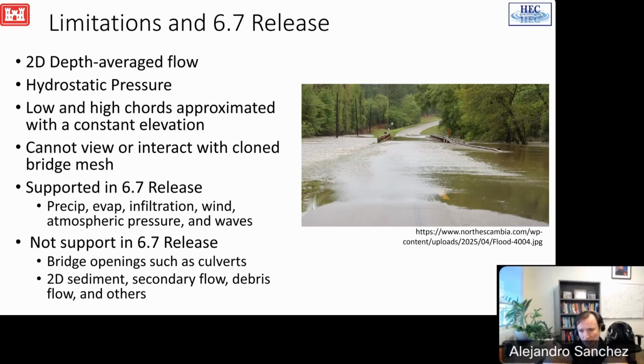Precip, for example, will just go through the bridge deck and will be applied under the deck. Is that a big deal? Not really, but we're going to improve that, right? But the things that we just don't have time and funding to support in 6.7 are bridge openings such as culverts and things like that, and combining this approach with other features in RAS, specifically 2D sediment, secondary flow, which will be new to 6.7, so we haven't had time to merge those two things, debris flow, and I'm sure there's other things that I'm not thinking about. But most of the functionality will be there. I think the things that people care about the most are maybe precip and wind for this.